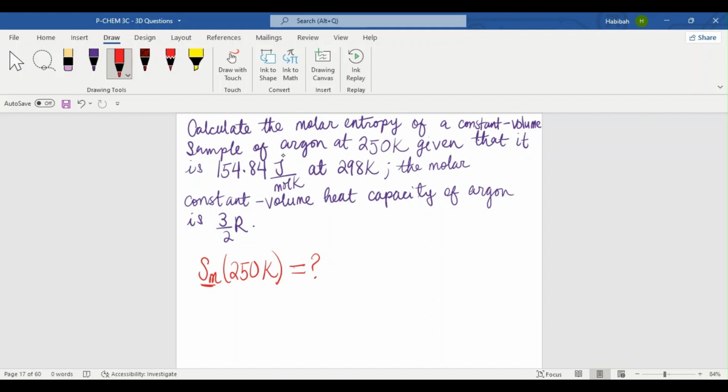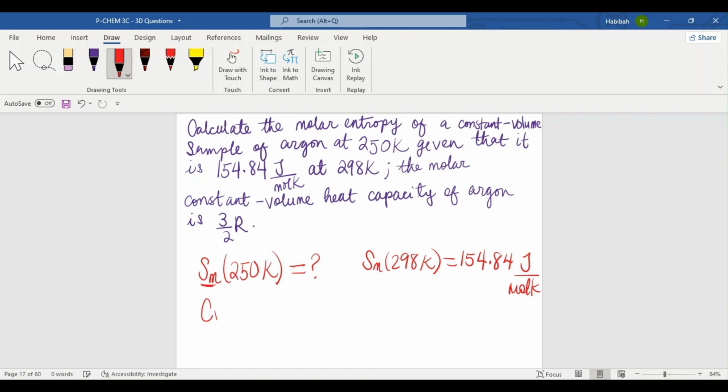Given that it is, meaning the molar entropy is 154.84 joule per mole Kelvin at 298 Kelvin. So the molar entropy at 298 Kelvin would be 154.84 joule per mole Kelvin. The molar constant volume heat capacity of argon is 3 over 2R.